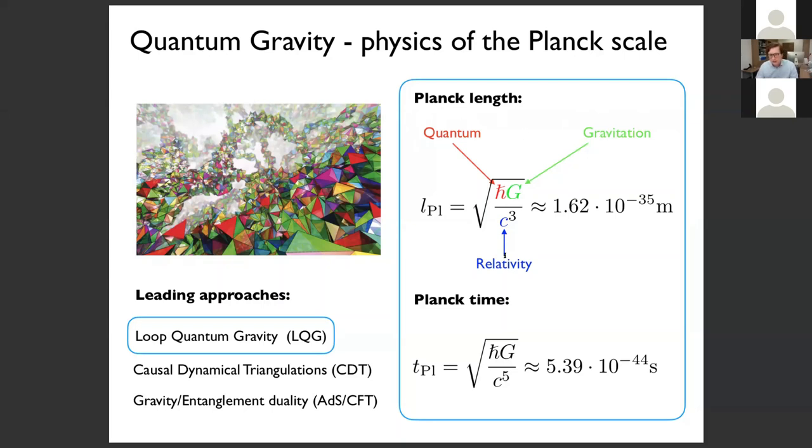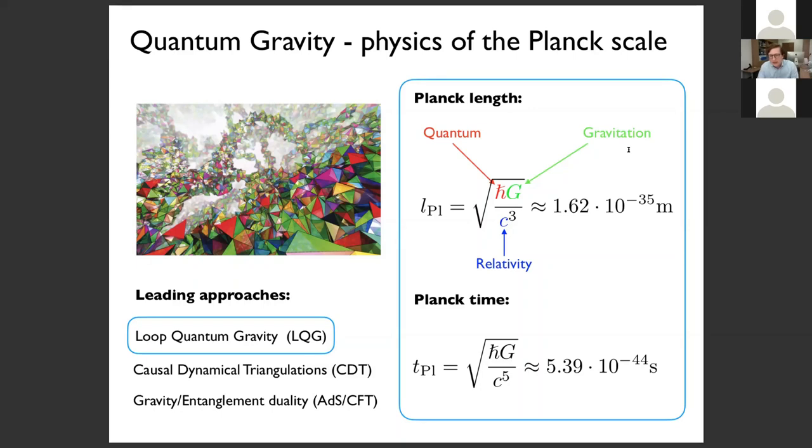So if you take the three characteristic constants of the three theories, of the quantum theory, gravity and relativity, then by dimensional analysis, you can end up with certain scales, the so-called Planck scales. I just wrote here two of them, the Planck length and the Planck time. The Planck length, if you do the calculation, gives you roughly 10 to the minus 35 meters. This is an extremely tiny scale.